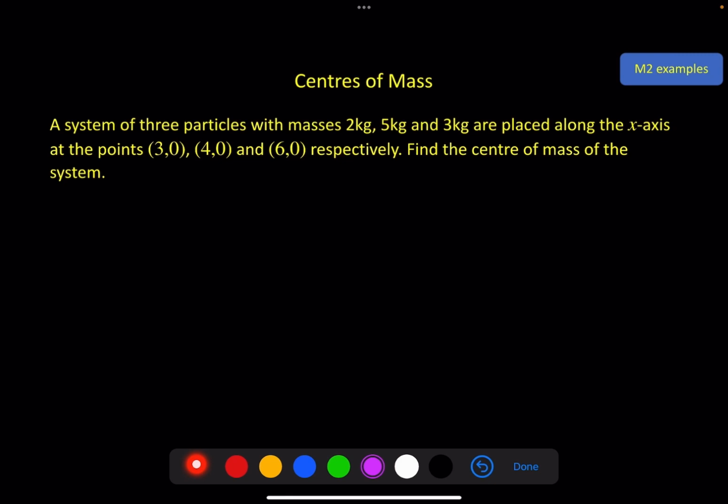So we've got a system of 3 particles with masses 2, 5 and 3 kilograms. They're all placed along the x-axis at the points 3, 4 and 6 respectively, with 0 on their y coordinate. We'll come back to the y-coordinate later. Find the centre of mass of the system. So if I put a little grid on here, we're not really worried about the y-coordinate, but I'll put it on. The x-coordinate. And then we have our three masses. So 2 kilograms is at 3. I'll put that here.